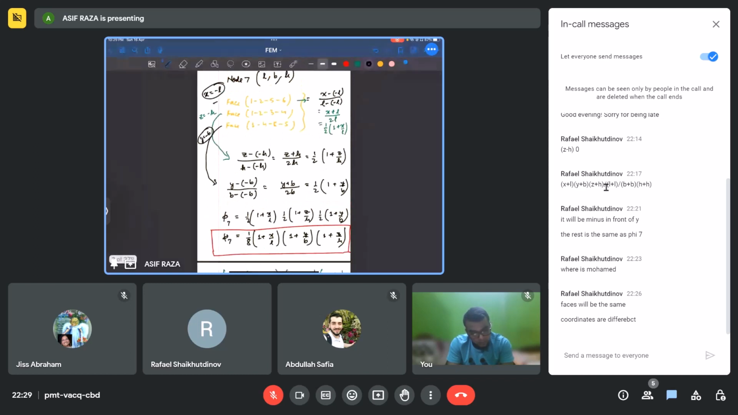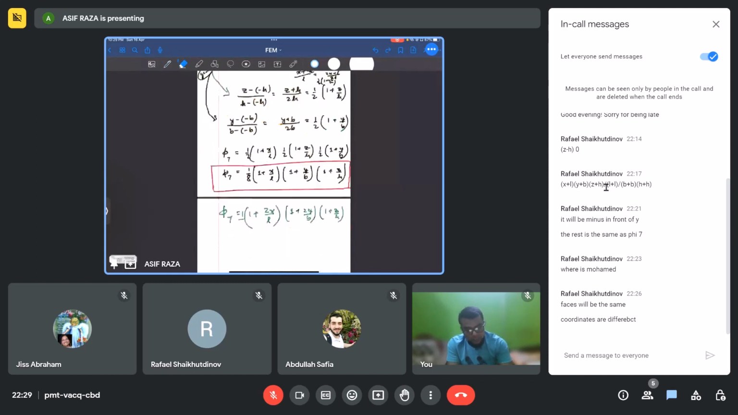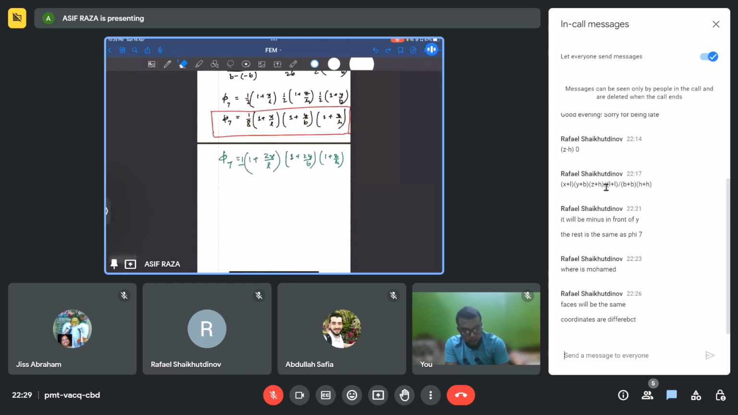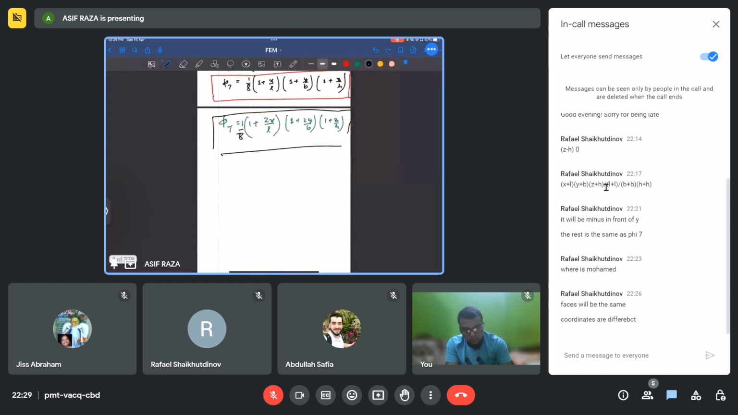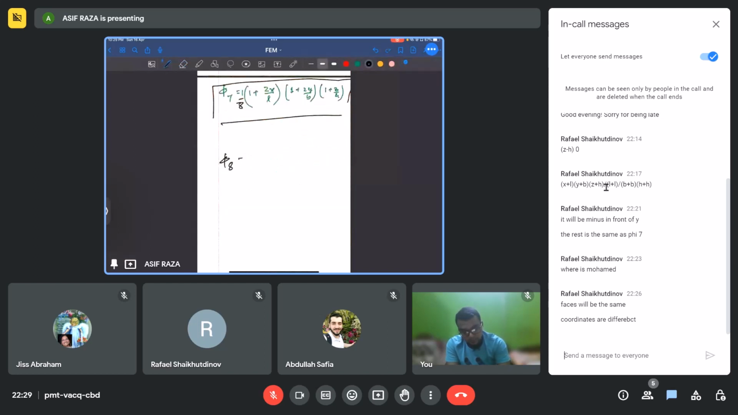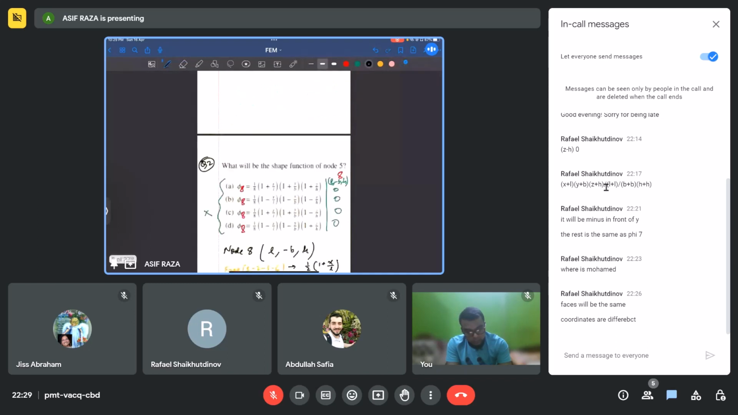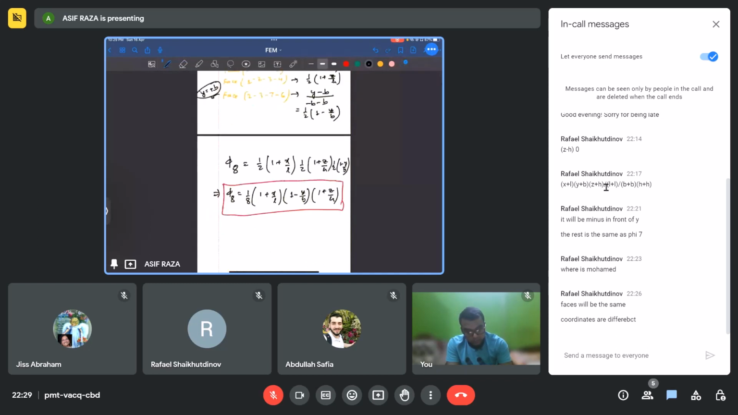So this will become x plus L by 2, and this is L only. So we'll get 2x plus L by 2L, 1 by 2, and we have 1 plus 2x by L. Yeah, okay, you're correct. So this will be 1 upon 8. So similarly for 5/8 will be, so we are just changing x.